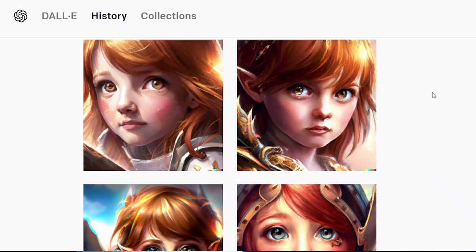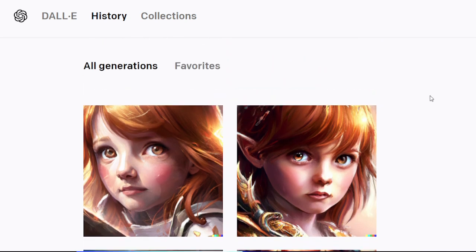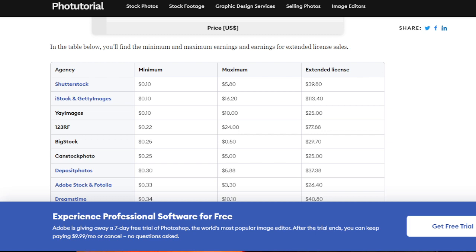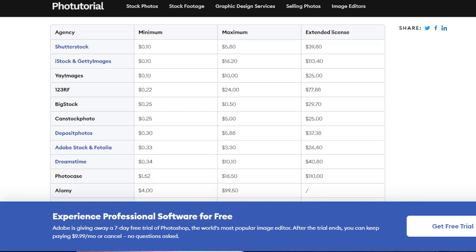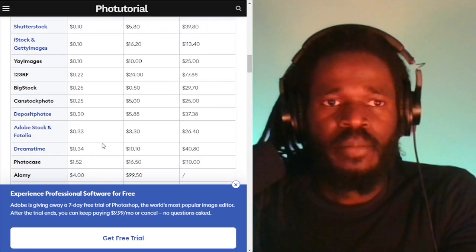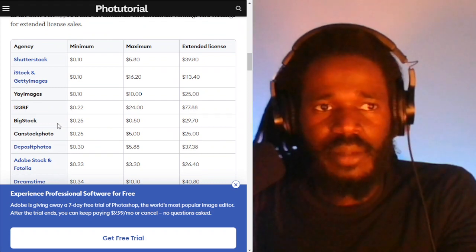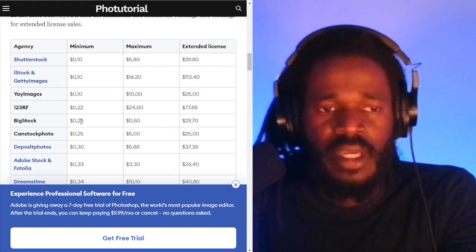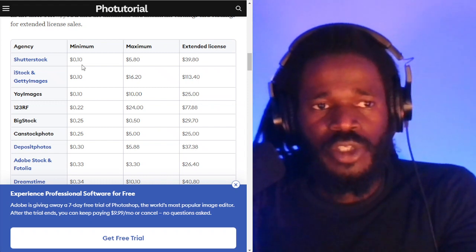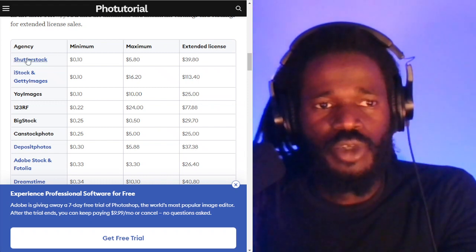Now, where can we sell images? I'm glad you asked. Here's an article that's talking about the market that we can take these images to. And this is very important for you to understand. So we're paying 13 cents per image. So here are some markets. We could take it to Shutterstock.